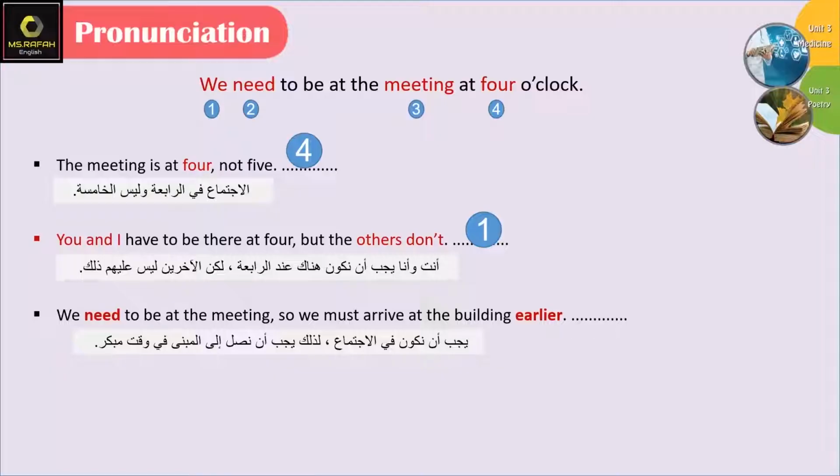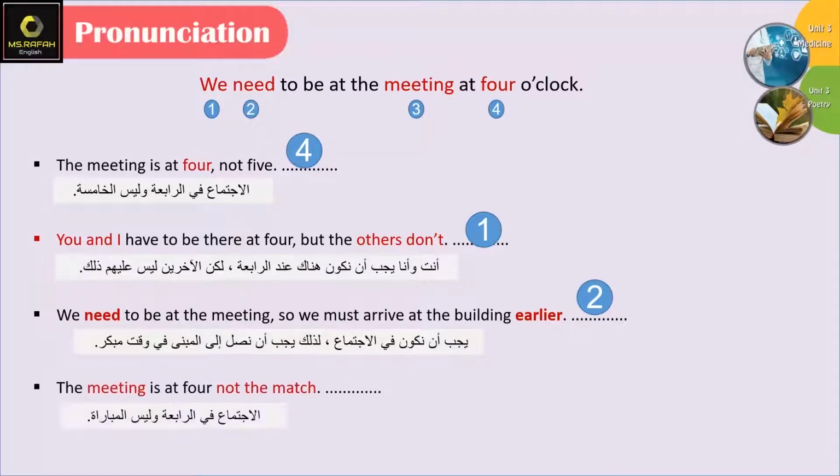We need to be at the meeting, so we must arrive at the building earlier. Here we're stressing the word need, so number 2. The meeting is at 4, not the match. Here we're stressing the word meeting, so it's number 3.